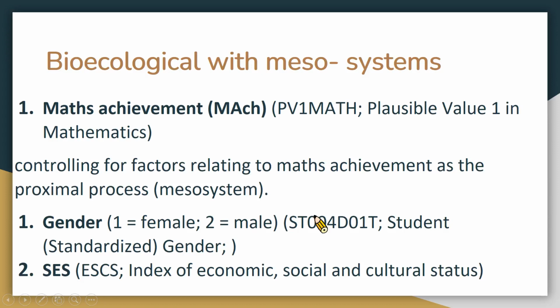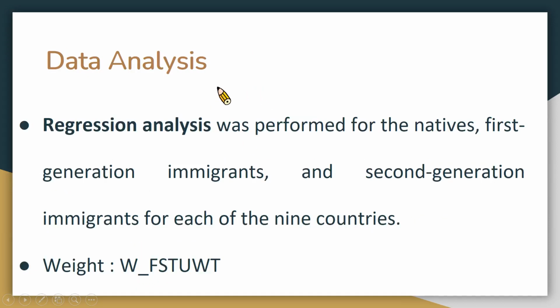In the bioecological system, we focus on math achievement, controlling for gender and SES. For data analysis, we use regression analysis. Regression analysis was performed for natives, first-generation immigrants, and second-generation immigrants for each of the 9 countries. Weight is used. Some preliminary results.